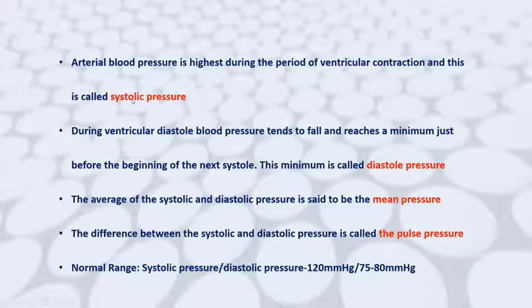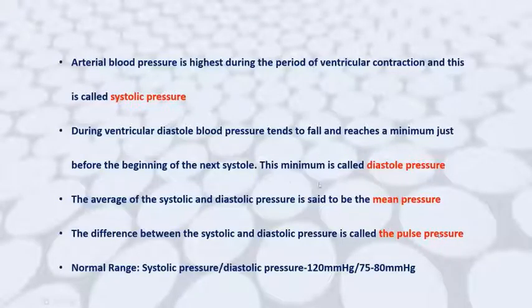So the highest pressure is called the systolic pressure, which happens during ventricular contraction, and the minimum pressure happens during ventricular diastole, which is the ventricular relaxation. That is what we call the diastolic pressure. Now the average of the systolic and diastolic pressure is called the mean pressure. The difference between the systolic and the diastolic pressure is called the pulse pressure.